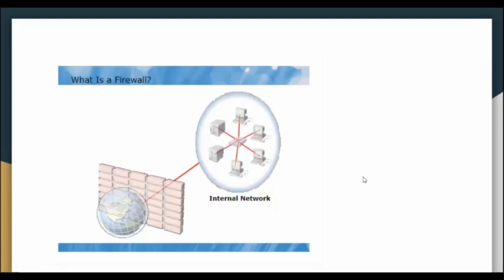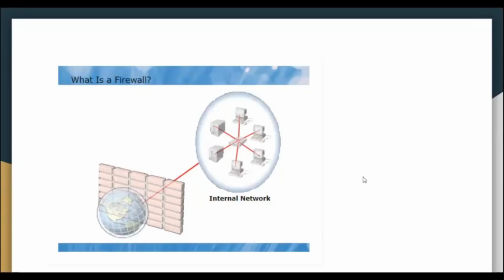And then a firewall. The figure shows an example of a firewall and an internal network. In computing, a firewall is network security. It is a system that monitors and controls incoming and outgoing network traffic based on predetermined security rules. A firewall typically establishes a barrier between a trusted network and an untrusted network such as the internet.